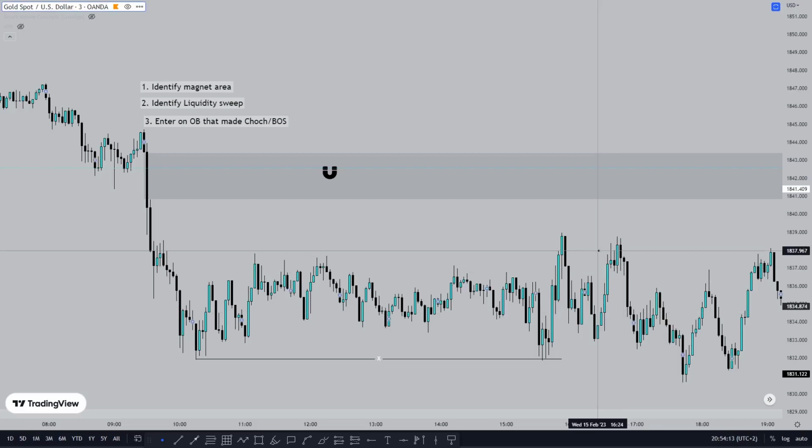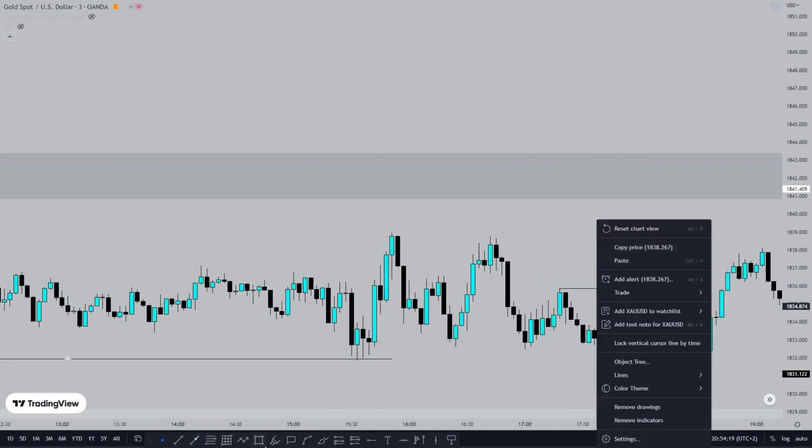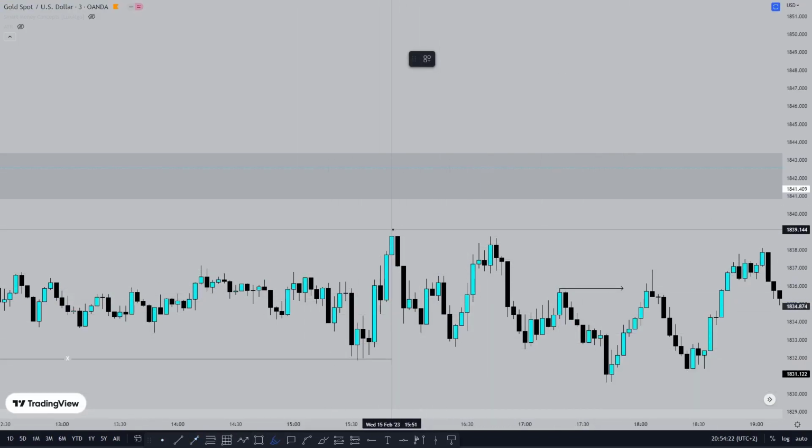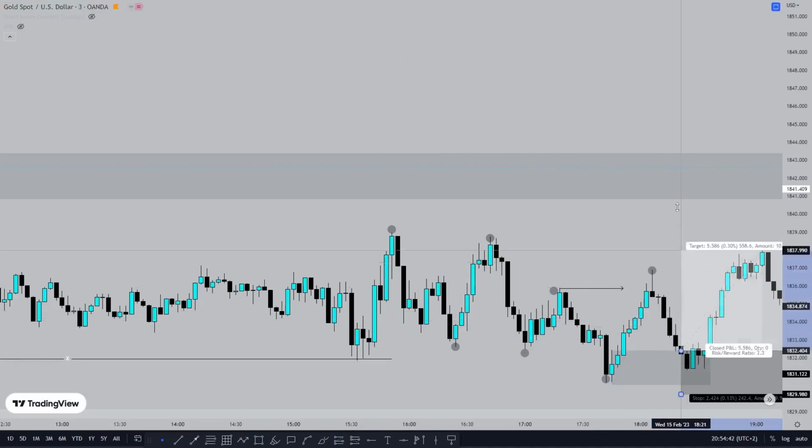Now step 3, enter on the OB that created the change of character and break of structure. So here is our change of character, because we previously had a benchmark structure: high, low, lower high, lower low, lower high, lower low, boom, new high created. That's our change of character. And then the entry would have been at the OB that created this. Beautiful. Stop just a few pips below this area, targeting that imbalance.